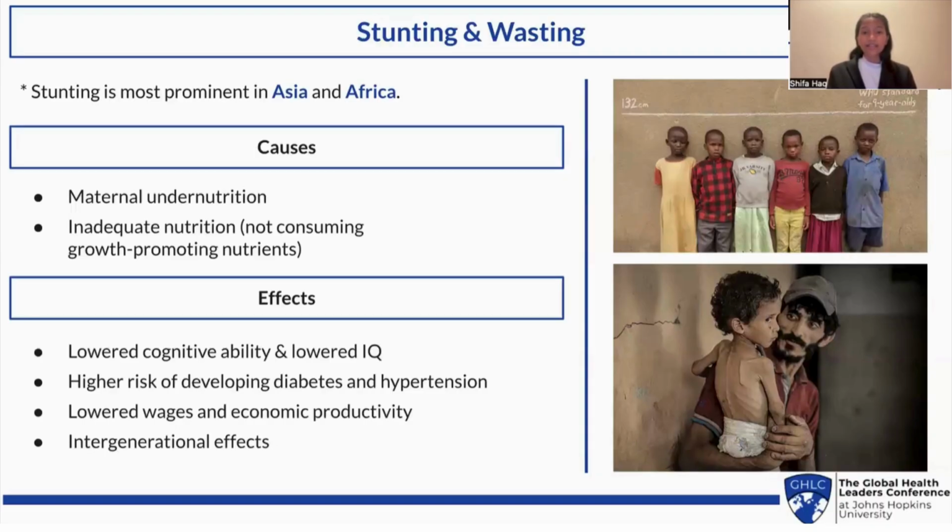In fact, a study showed that stunted individuals complete about 1.6 less years of schooling compared to other individuals, which can result in receiving a lower wage during adulthood. And unfortunately, these effects are intergenerational, meaning they can be passed along and can keep people in a cycle of being stunted or wasted.